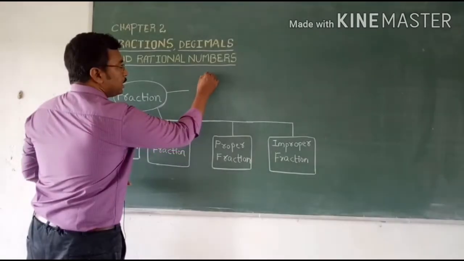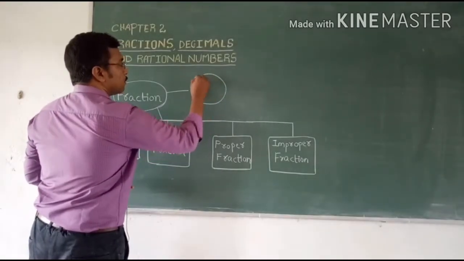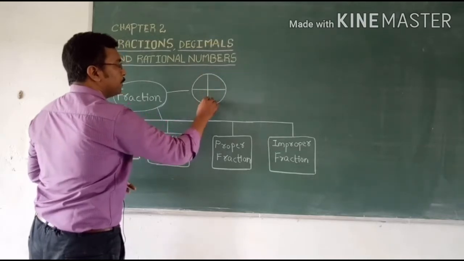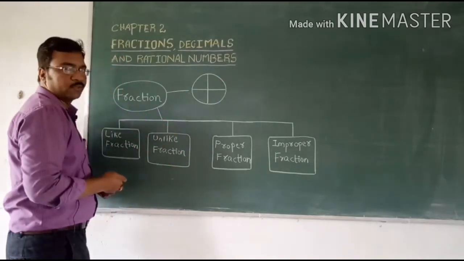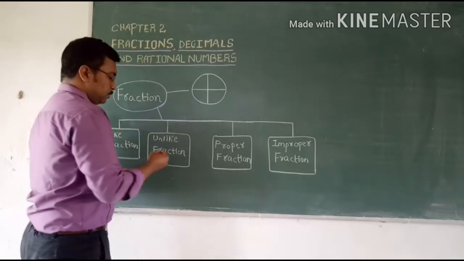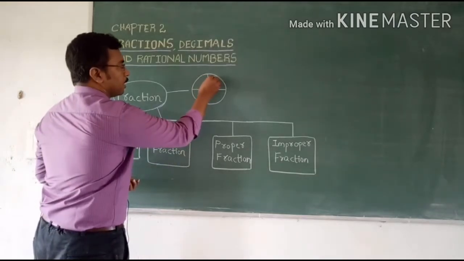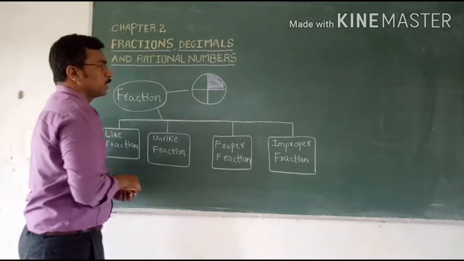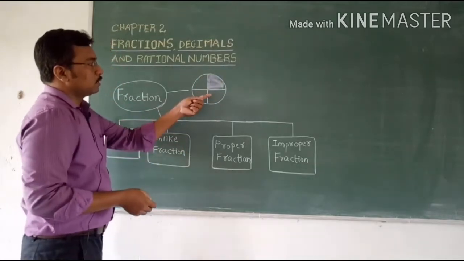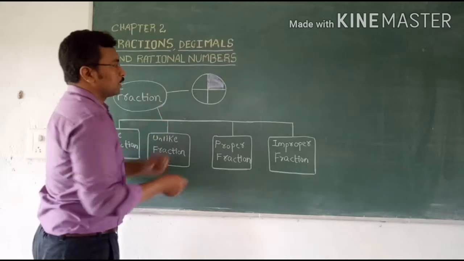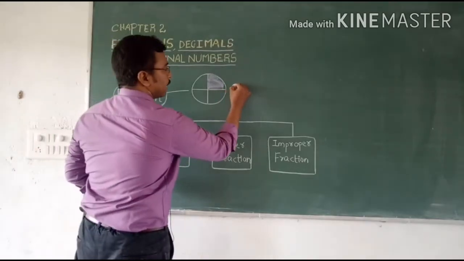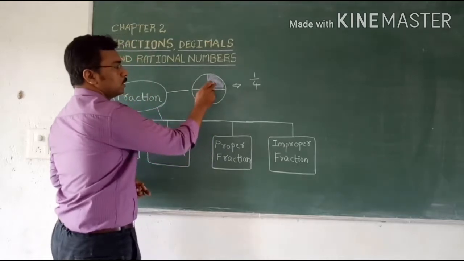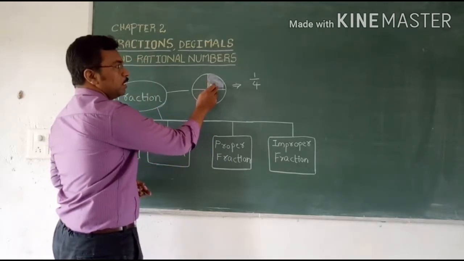So see here, this is a circle. I made this circle into 4 equal parts. Here I am shading one part. So from this, what do we have to write? From this, how many shaded parts are there? We can write it as 1 by 4. Out of 4 parts, I have shaded only one part.